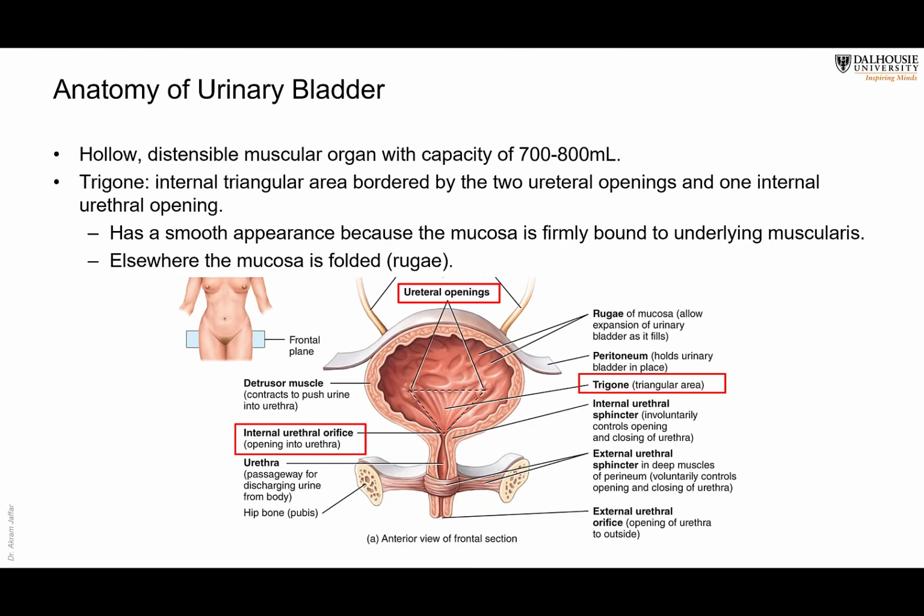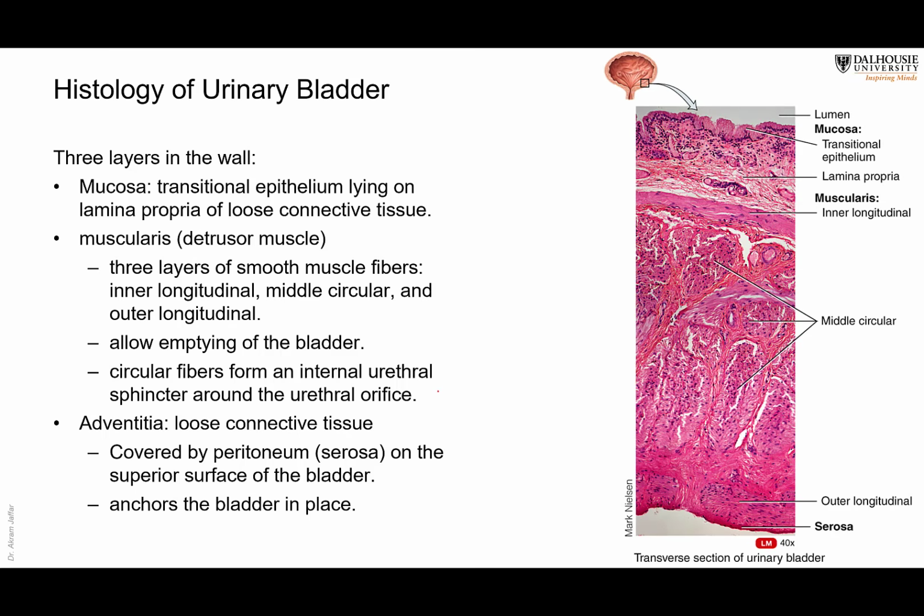This trigone can easily be identified when you do what we call cystoscopy. You pass a tube, a cystoscope, into the urinary bladder to see what is inside. And here again we have the mucosa, which is transitional epithelium, and then we have the muscularis layer. You see multiple layers of smooth muscle fibers in different directions.